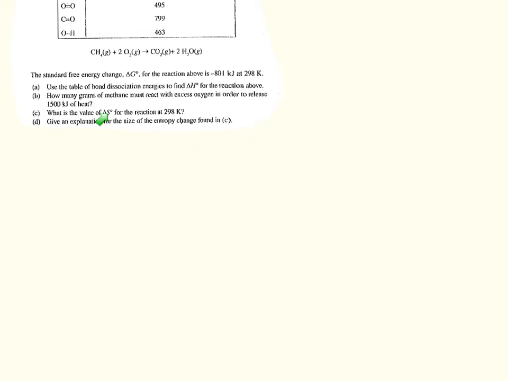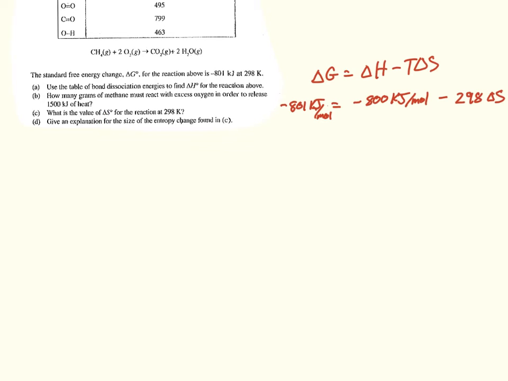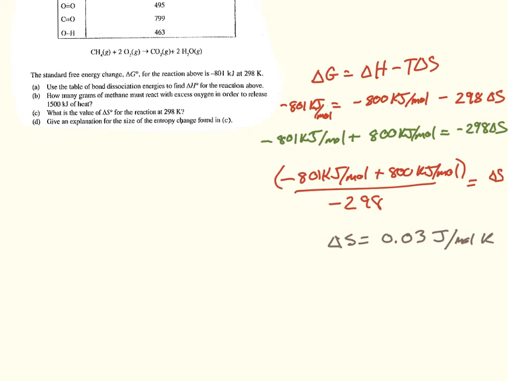In part C, they want to know what the value of delta S is. Since they didn't give us any entropies of formation, the only way we're going to be able to tackle it is, since we know delta G, and we found delta H in the first step, we should be able to calculate delta S using the Gibbs-Helmholtz equation. I plugged in my delta G value right there. I plugged in the delta H from this first step right there, and I'm going to be solving for delta S. So I'm going to add 800 to both sides, and then I'm going to divide both sides by 298. If I do that, I get 0.03 joules per mole Kelvin.